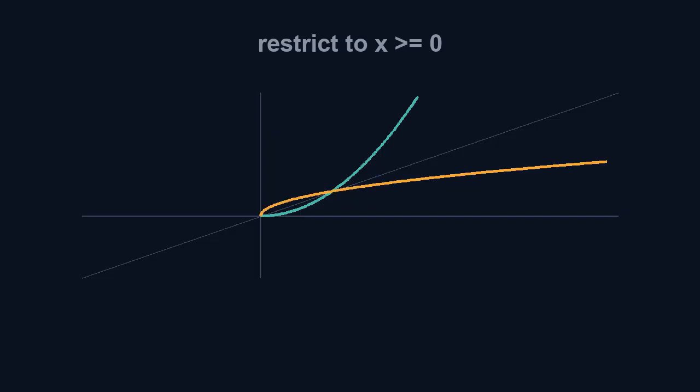The fix is to restrict the domain first. Chop off everything left of 0, keep just this branch. Now it's 1-to-1, and its reflection across this diagonal line gives you a clean, honest inverse, square root of x.